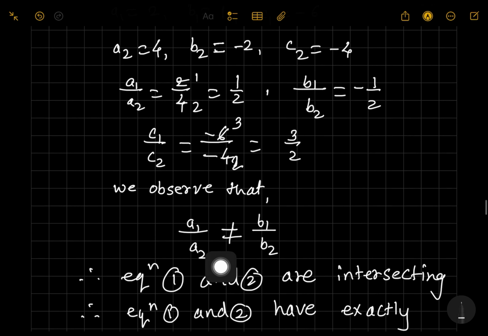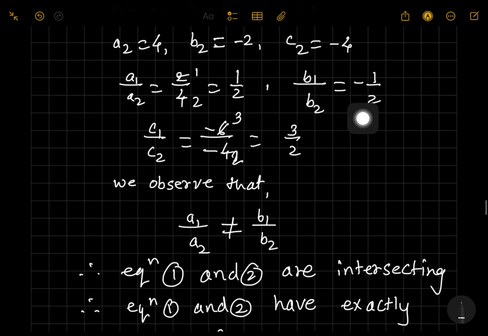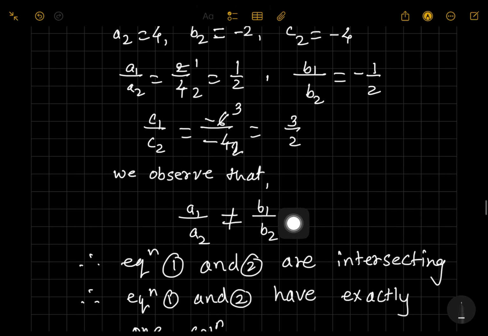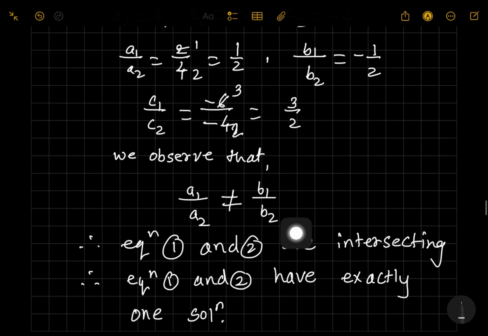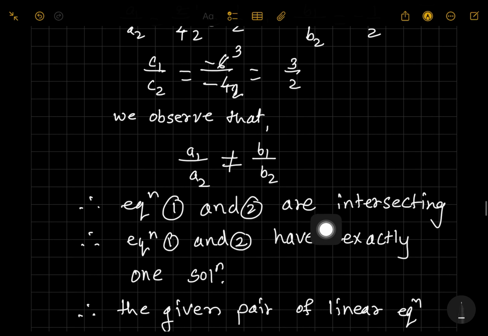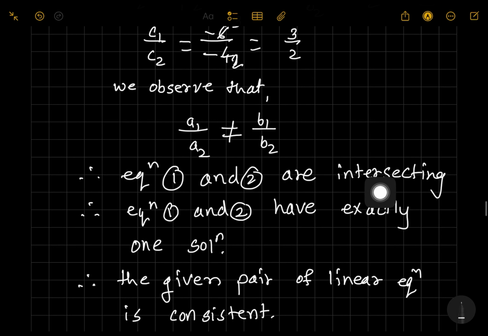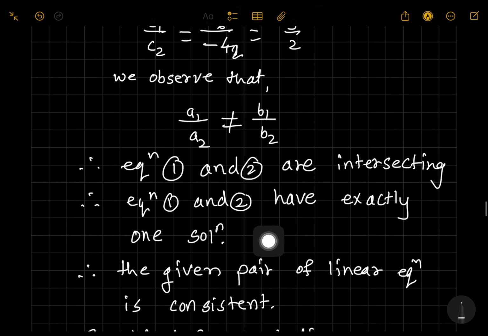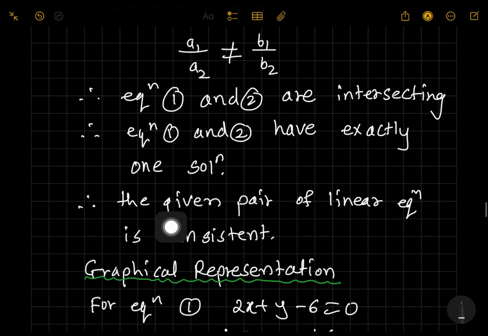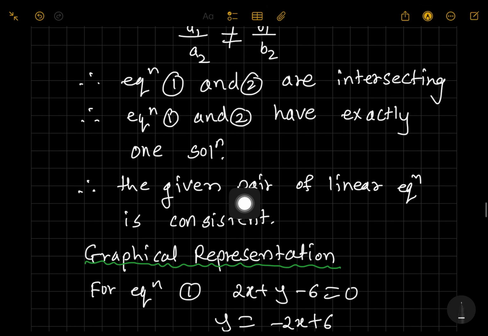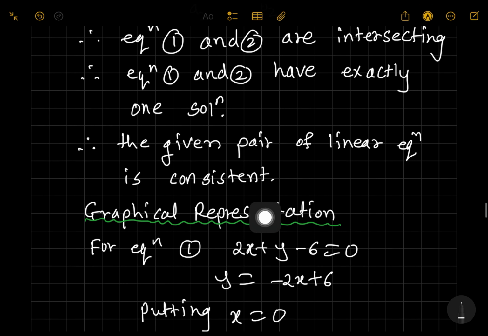We observe that a1 upon a2 is not equal to b1 upon b2. Here the sign is different, so it is completely opposite. They are not equal. So equations 1 and 2 are intersecting. If intersecting, you know that exactly one solution is obtained. The intersection point is the exact solution of the given linear equations. So the given pair of linear equations is consistent.